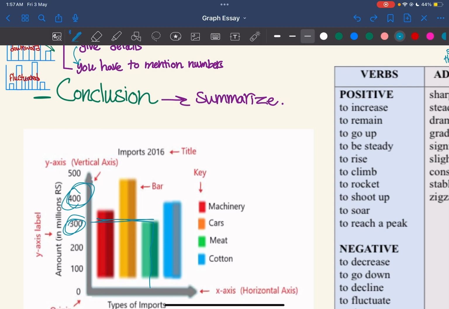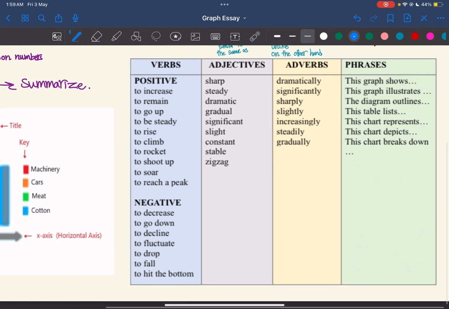Conclusion: summarize. You can say again if it is an upward trend, if it is downward. If it is upward, you can say it is increasing. If it is a downward trend, you can say it is decreasing, or if it is fluctuated, you can say it fluctuated over the years. Here are some words you need to know when you are writing a graph description.